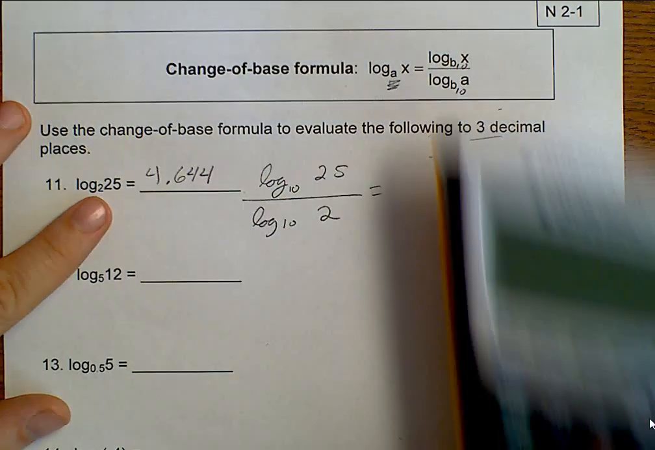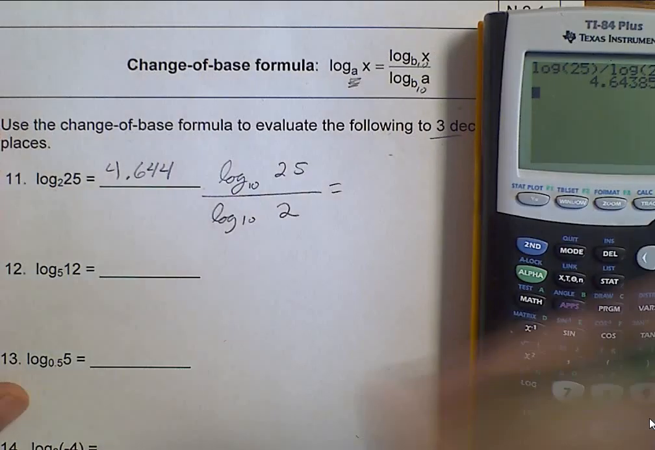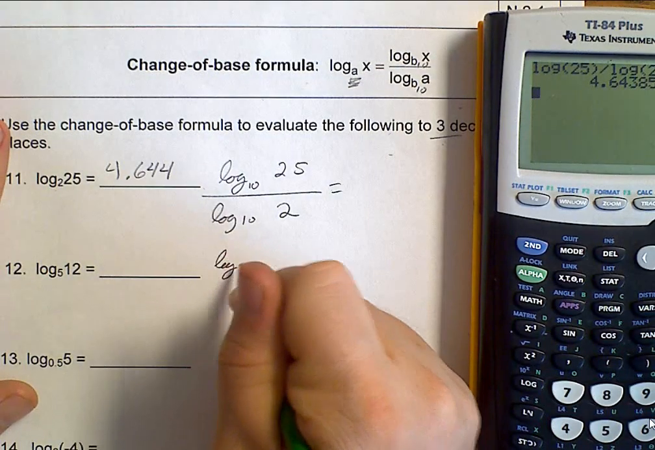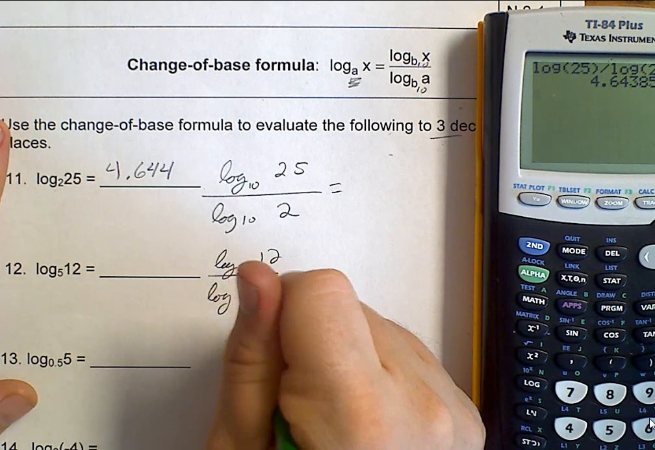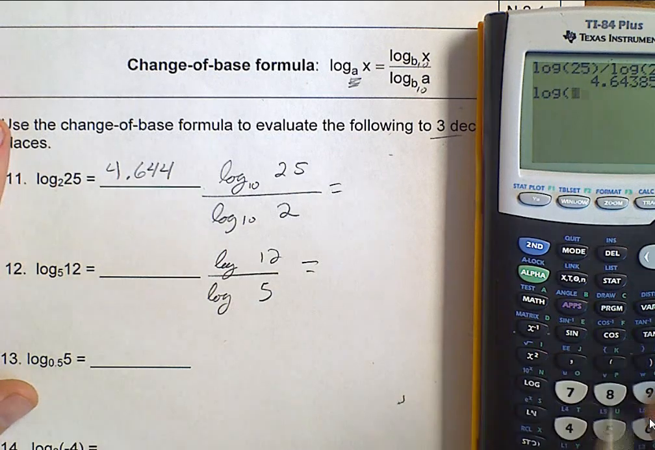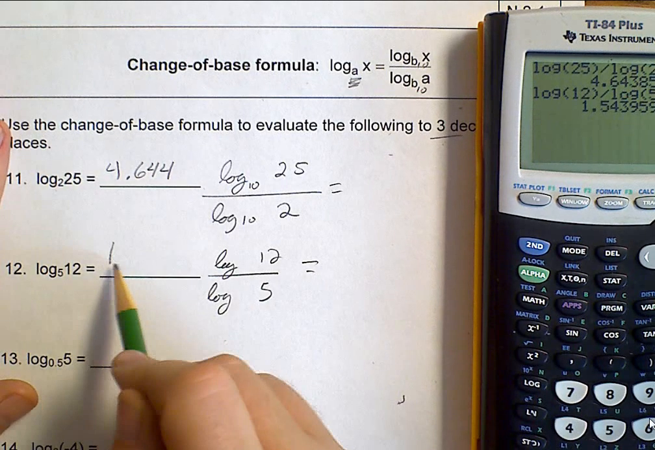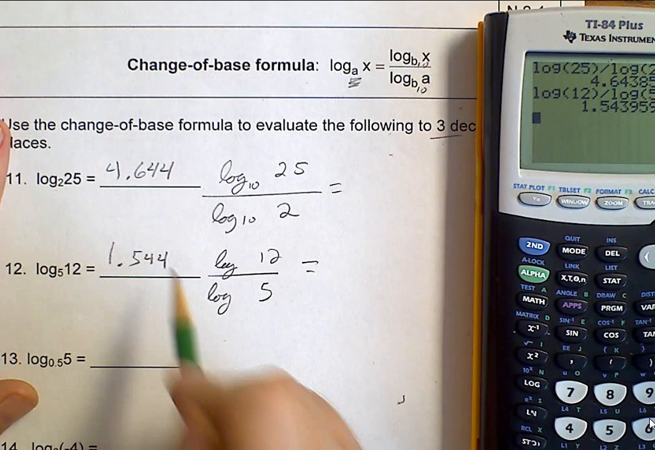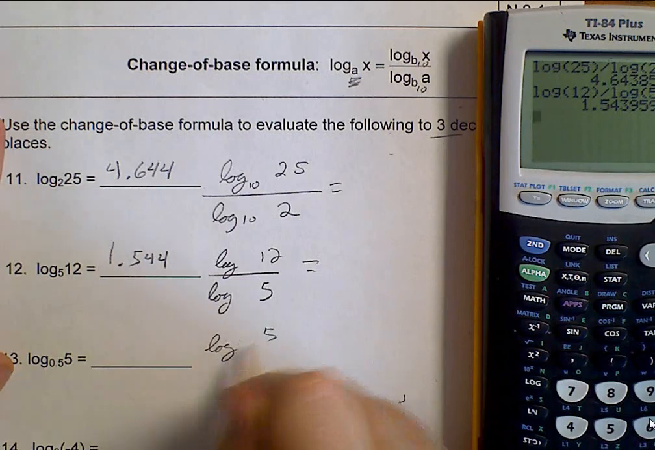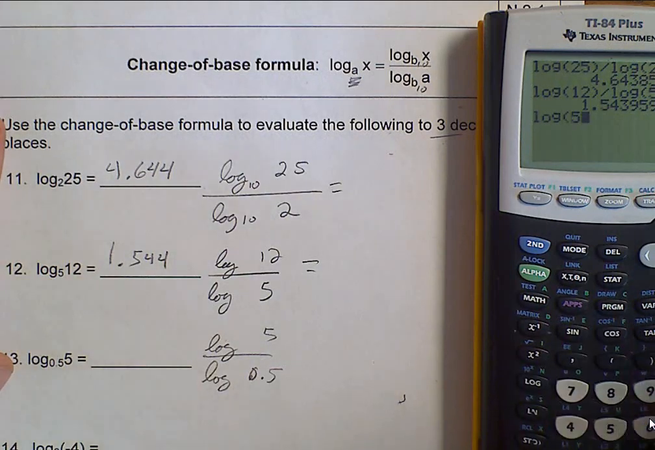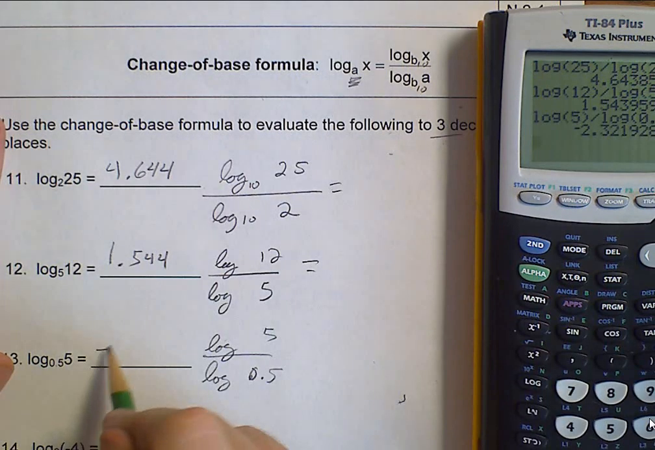Let's go into the next one. This is going to be log of 12 over the log of 5. So log of 12 over log of 5, which is 1.544. Then the log of 5 over the log of 0.5, which is negative 2.322.